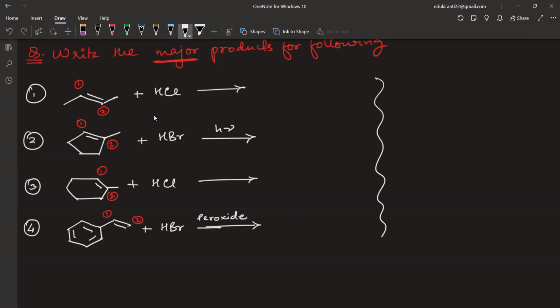So see, I'm drawing for the first one. I can attach the chlorine either on the first carbon or the second carbon. Okay, so you draw the product like this and then send it to me on WhatsApp.